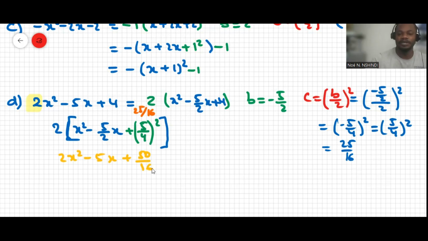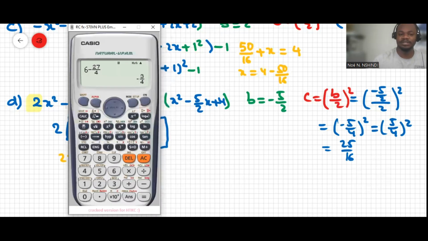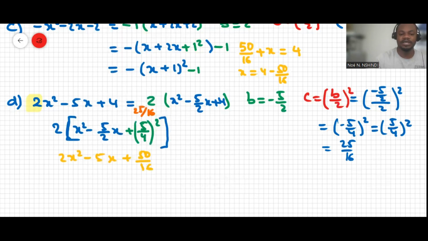We can do it over here. 50 over 16 plus what is equal to 4. So it means x will be 4 minus 50 over 16. Then we can use a calculator. If I do 4 minus 50 over 16, this will be equal to 7 over 8. So then it means I must minus 7 over 8 here.